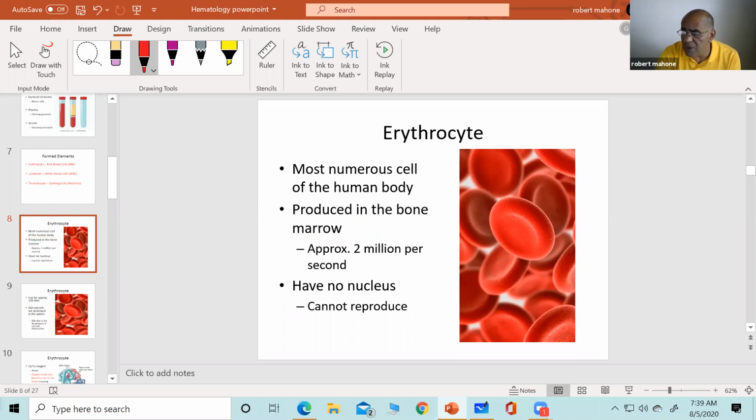So they come out of our bone marrow at about 2 million per second. The red cell has no nucleus, so it cannot reproduce. And that has to be constantly manufactured for us. Most numerous cell, produced in the bone marrow, they have no nucleus, so they cannot reproduce.